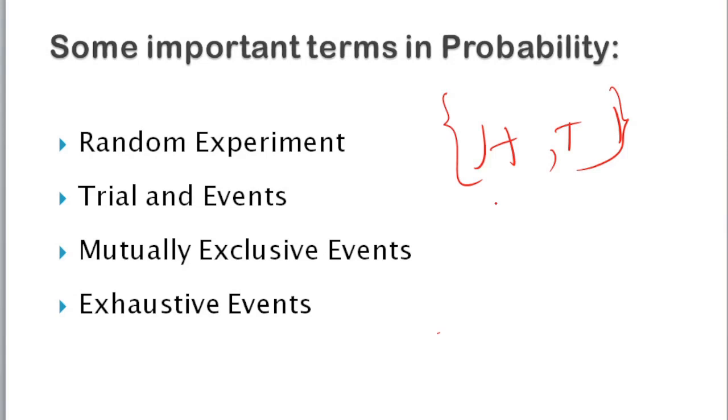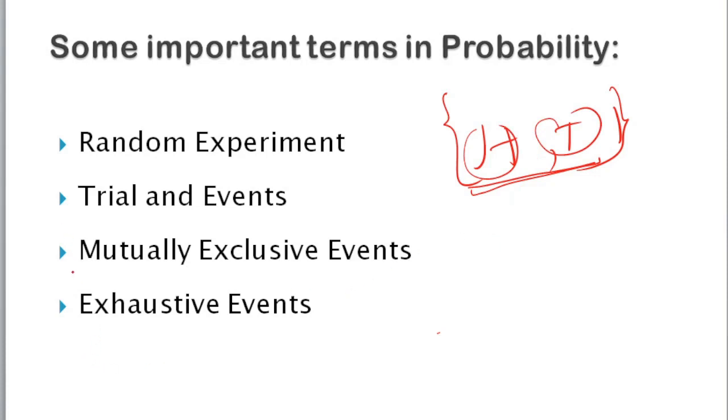Next, trial or events. The performance of an experiment, that means a random experiment, is itself a trial, and the results obtained after the trial are known as events. That means in a coin tossing problem, tossing a coin itself is a trial, and head and tail are the events.